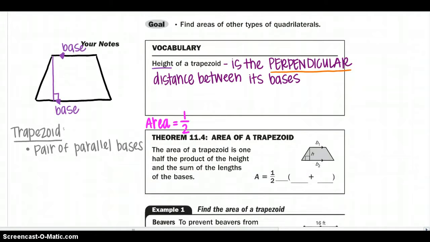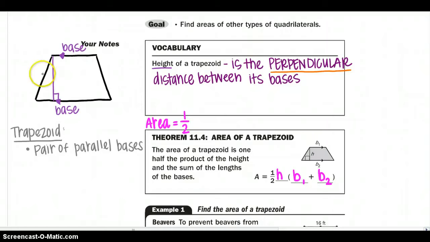So looking at theorem 11.4, the area of a trapezoid is 1/2 the product of the height and the sum of the lengths of its bases. So we need all three things to look at the area. So we can write that as 1/2 h times b1, base 1, plus base 2, so the average of the bases. And you're thinking, well, where does this come from?